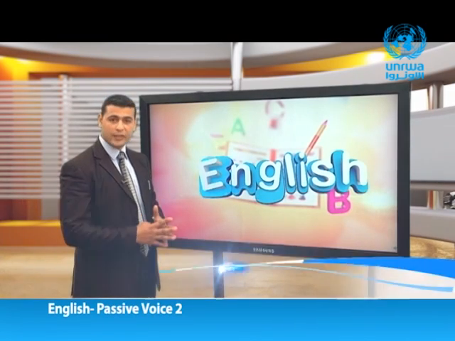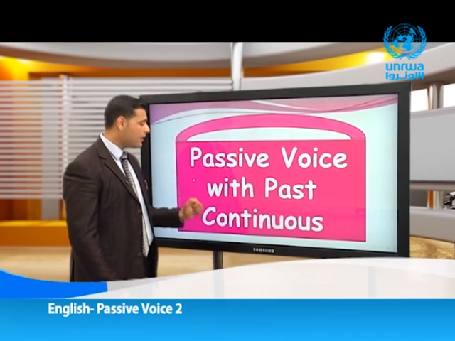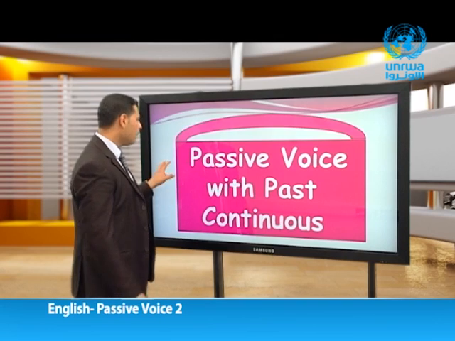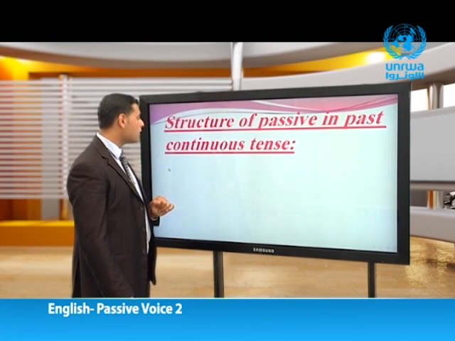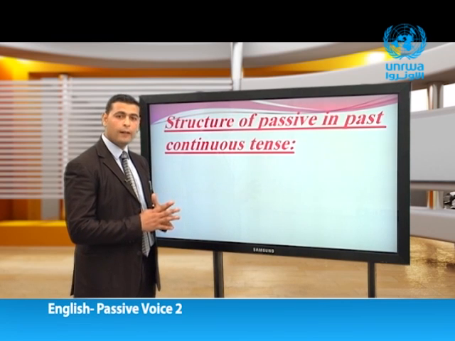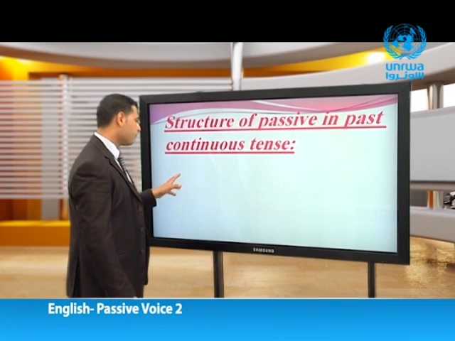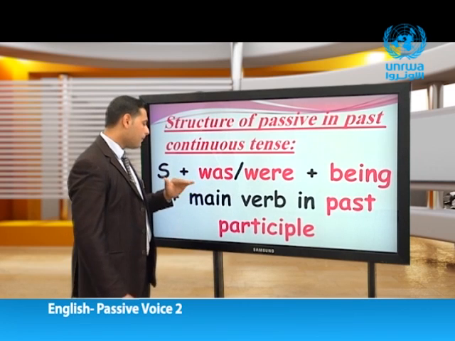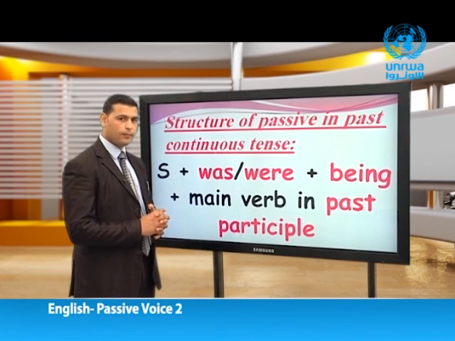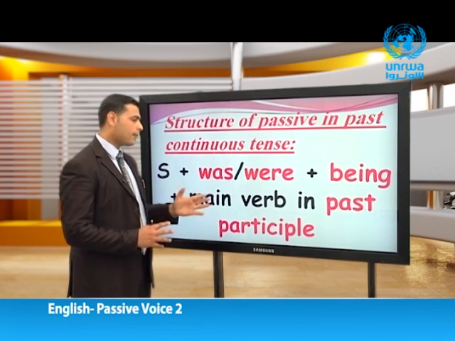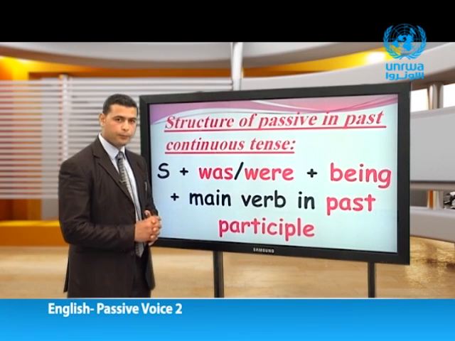Welcome back. Now, dear students, it's time to talk about passive voice in the past continuous. Alright, let's look at the structure of the passive voice in the past continuous tense. Look here, subject plus was or were plus being plus main verb in the past participle. Again, subject plus was or were plus being plus verb in the past participle.